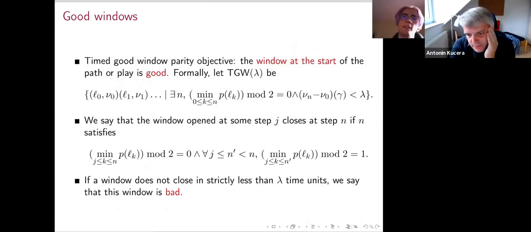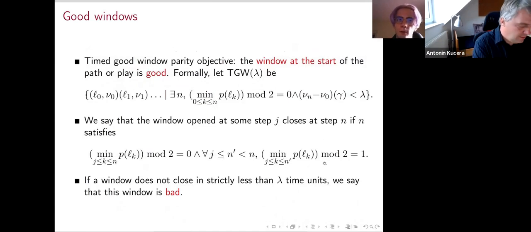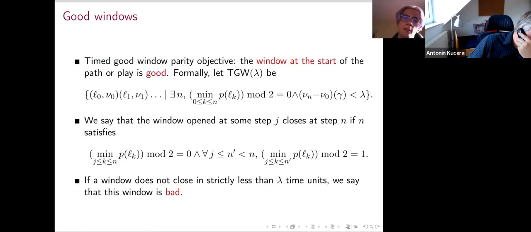We say that the window opened at some step j closes at step n if n is the first point in time at which the smallest priority of the window is even. Thus, we will require that the smallest priority between steps j and n is even, and that for any previous step n' prior to n, the smallest priority between steps j and n' must be odd. This also implies that it is the priority of ln that is the minimum between steps j and n. If a window does not close in strictly less than lambda time units, we will say that this window is bad, by opposition to good windows.